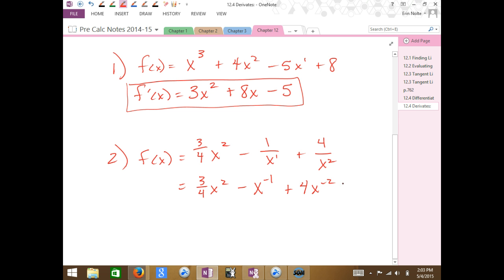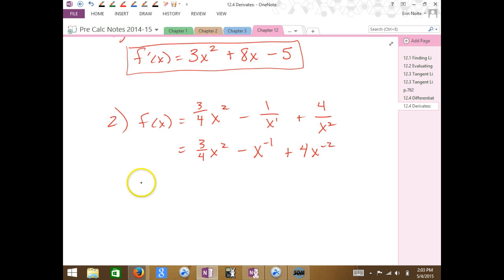Okay, so that's the rewrite. Now I have to derive this. The first term I have is 3/4 x squared. So what's 3/4 times 2? 6/4, which reduces to 3/2. Remember, when you have a fraction multiplied by a number, you just multiply the top number by that value. What's my x exponent? To the first power, so I don't have to write it. Okay, what's my second term going to be?